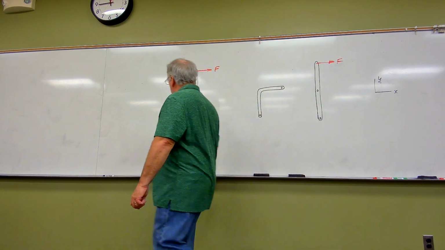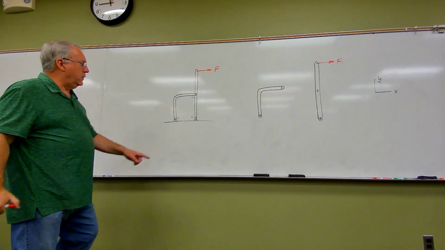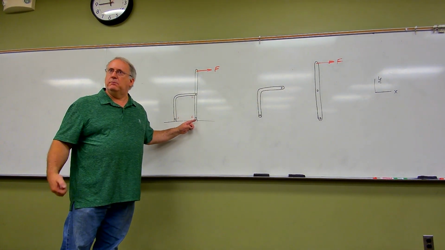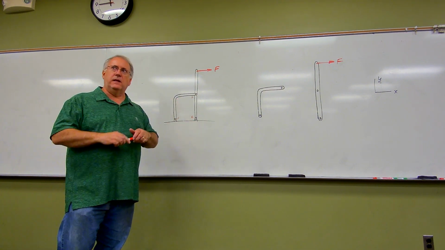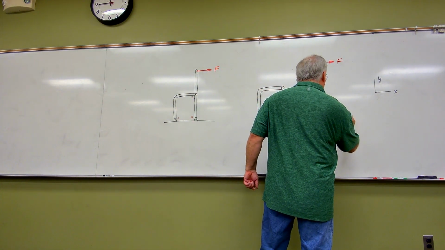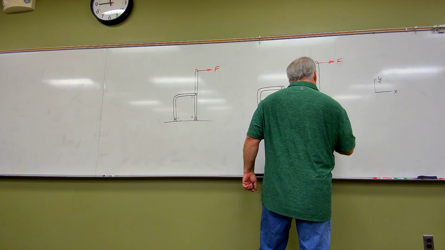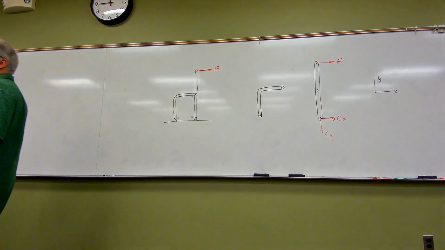Now, as we look at this, let's look at pin C. So, simple pin connection down here. Pins are pins, right? Nothing said here about anything being rough or anything like that. So, a simple pin connection would give us an X direction force. Let's call that CX. Let's have a Y direction force here. Let's call that CY. Then we look at pin B.